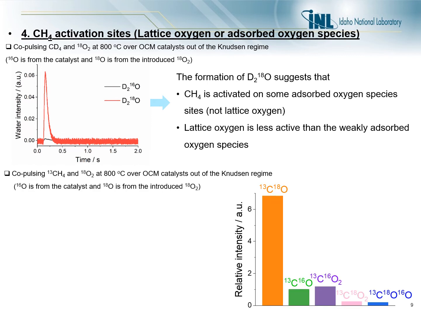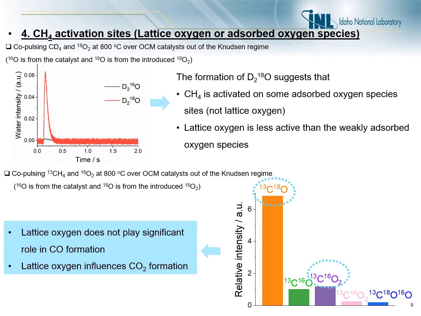The co-pulsing of 13CH4 and 18O2 allows us to distinguish the type of oxygen for the non-selective products, CO2 and CO. As you can see, there is different isotope distribution. For the carbon monoxide, 13C18O is the predominant product, and 13C16O2 is the major carbon dioxide product. This result clearly suggests that the lattice oxygen played a significant role in the CO formation, and the lattice oxygen influenced a lot in the CO2 formation.